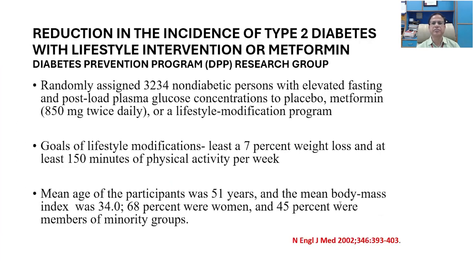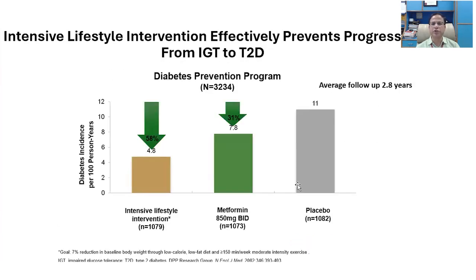Another study, the Diabetes Prevention Program carried out in the US, published in the New England Journal of Medicine, where around 3,000 non-diabetic or pre-diabetic persons were randomized to receive placebo, metformin, or lifestyle modification, with goals of about 7% weight loss and 150 minutes of physical activity per week. In comparison to the placebo, there was a 31% reduction in diabetes incidence when metformin was used, but much higher than that, intensive lifestyle intervention led to a 58% reduction in the incidence of diabetes. This means pre-diabetic subjects were prevented from converting into diabetes just by lifestyle modification, which is much more effective than using a drug like metformin.